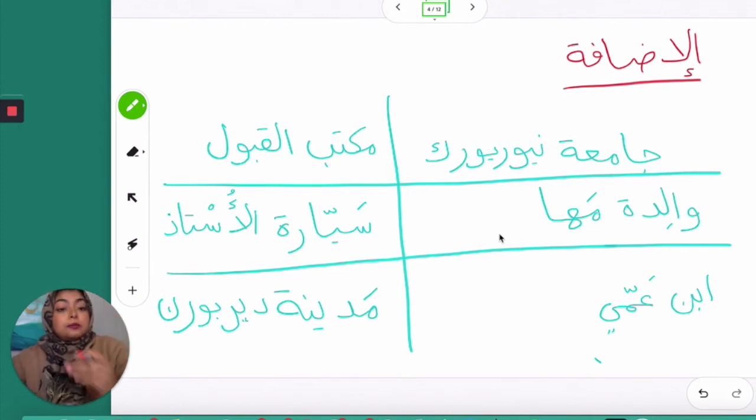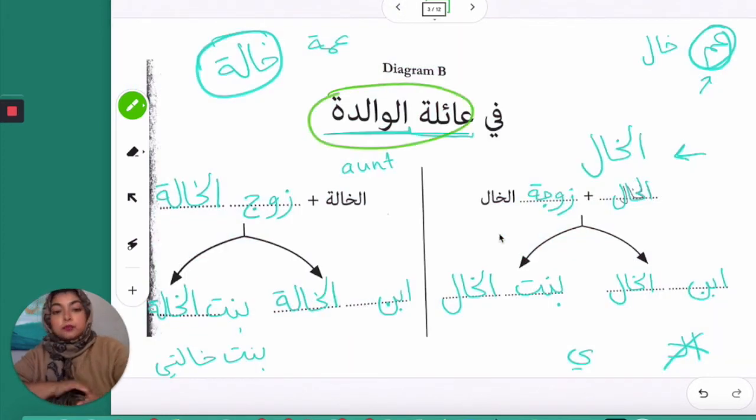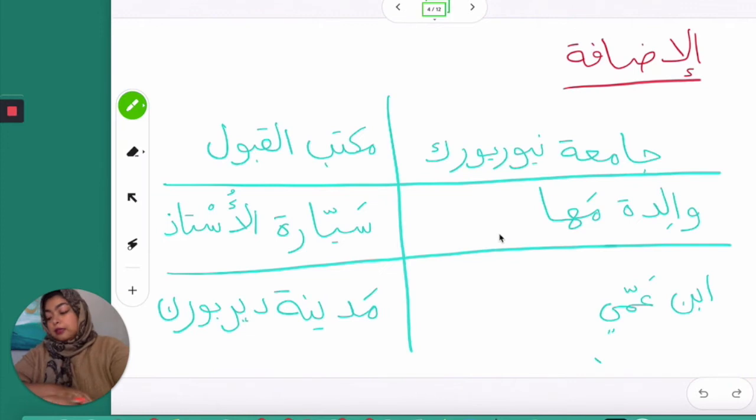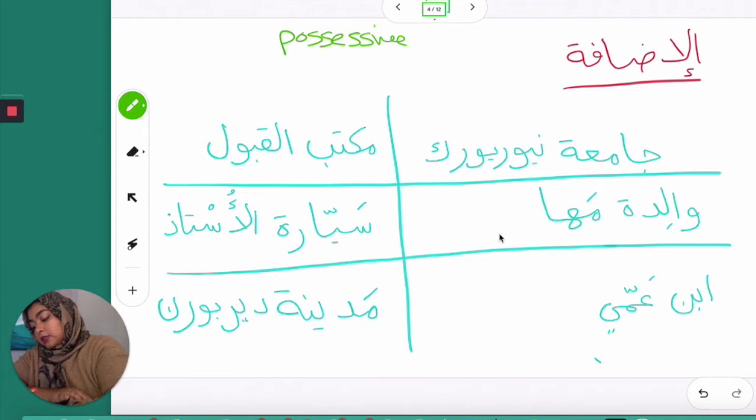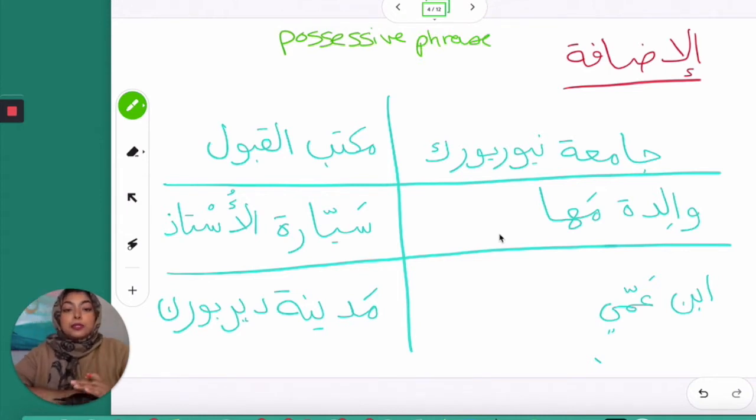Okay, so we are going to be talking about Al-Idafa. And this is related to Al-A'ila in terms of the grammatical structure. So when we did that chart and we said في عائلة الوالد, في عائلة الوالدة, that phrase that we used right there, عائلة الوالدة, that's what we call al-idafa. An idafa is a possessive phrase. Okay? Idafa is a possessive phrase.